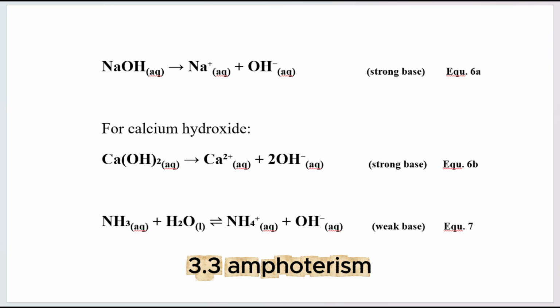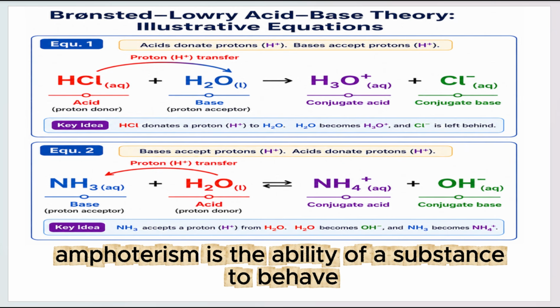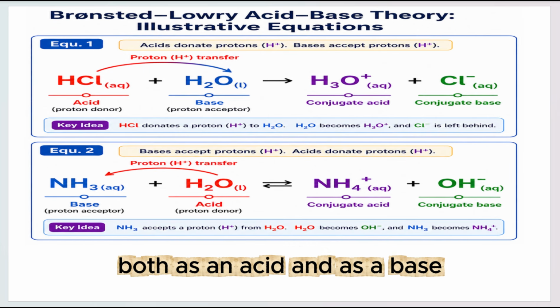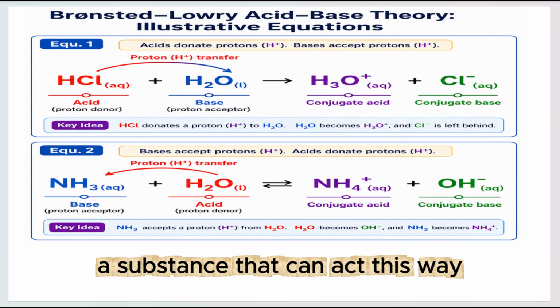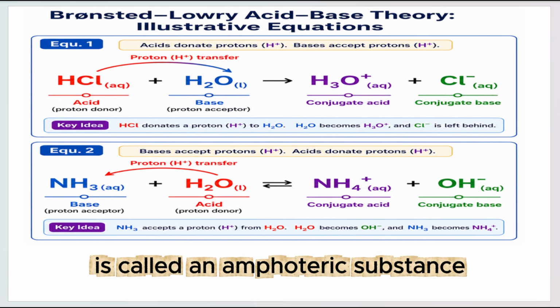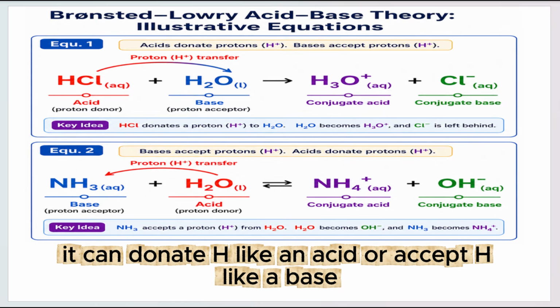3.3. Amphoterism. Amphoterism is the ability of a substance to behave both as an acid and as a base, depending on the substance it reacts with. A substance that can act this way is called an amphoteric substance. Simple memory tip: amphoteric substances can act both ways. It can donate H+ like an acid or accept H+ like a base.